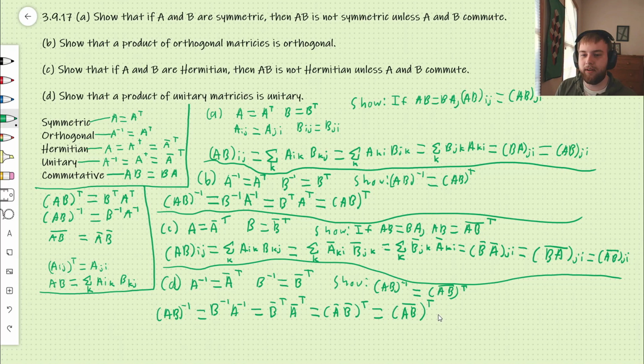A lot of work, a lot of technical things, but these sorts of relations are important.